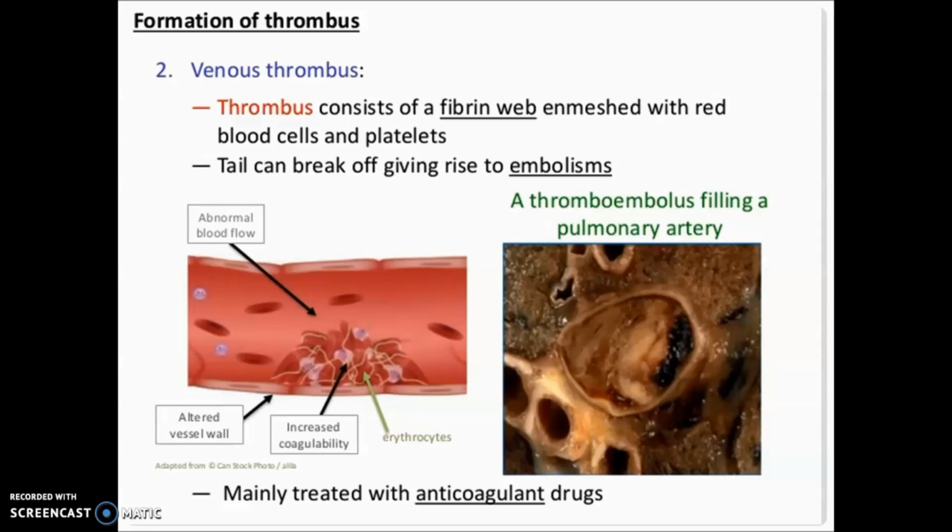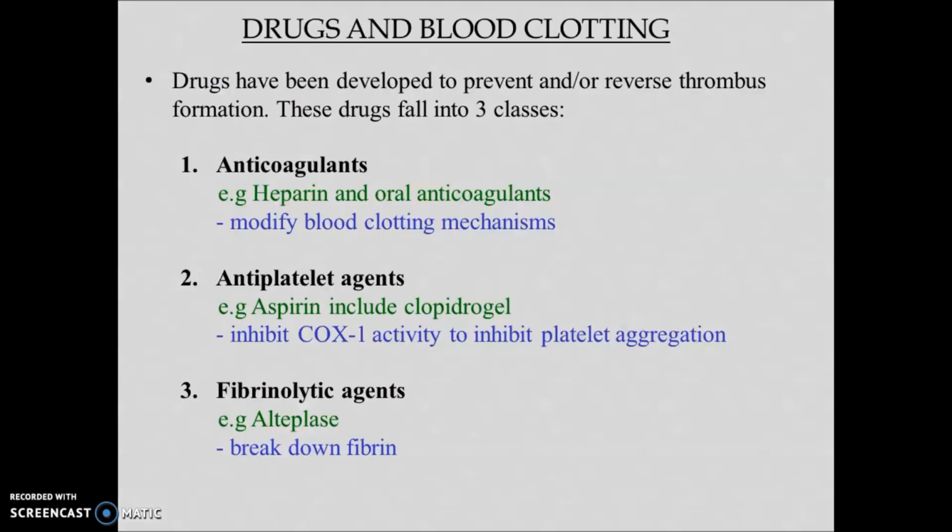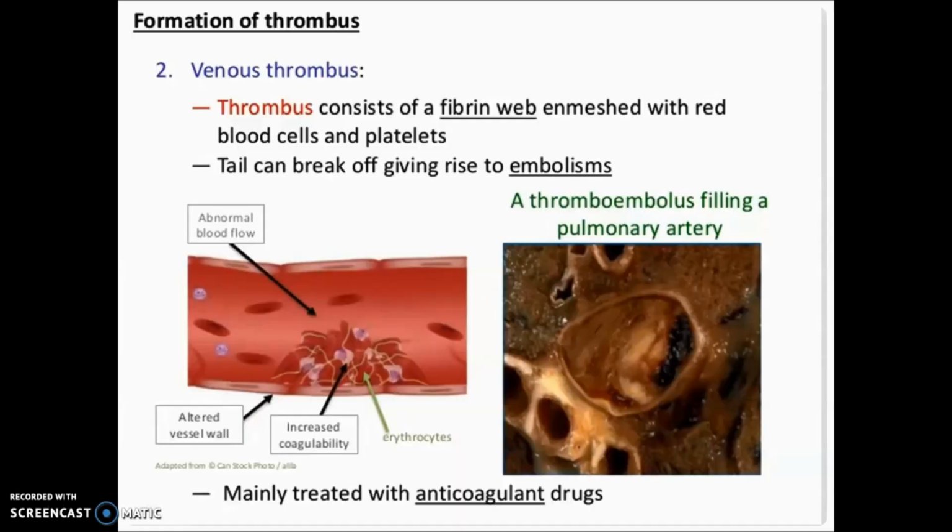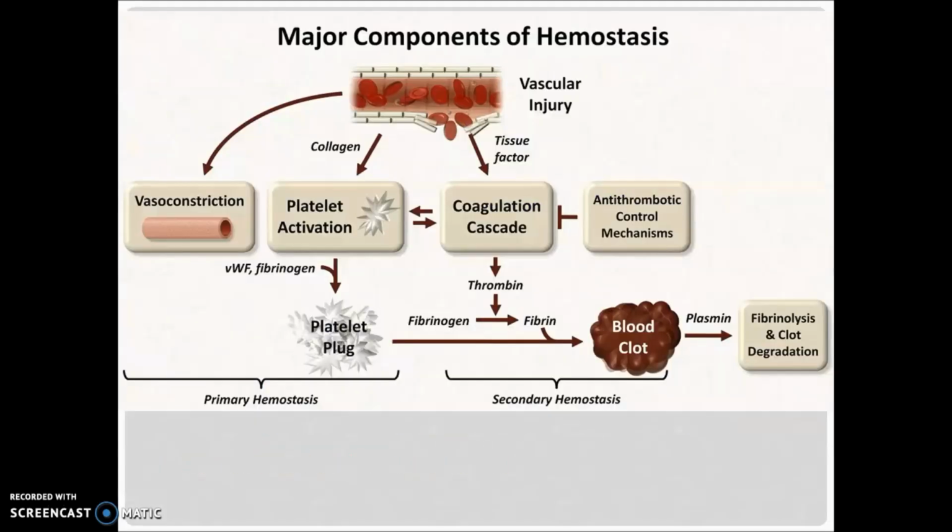So we have seen how arterial thrombus and venous thrombosis occur, what they contain, and what their treatments are. So now let's come to the pharmacological aspect, that is drugs and blood clotting. Now imagine that in your body improper clotting is formed. So what do we have to do? Let's come to the basic physiology. We have to have drugs which act on the primary hemostasis, secondary hemostasis, and the fibrinolysis area.